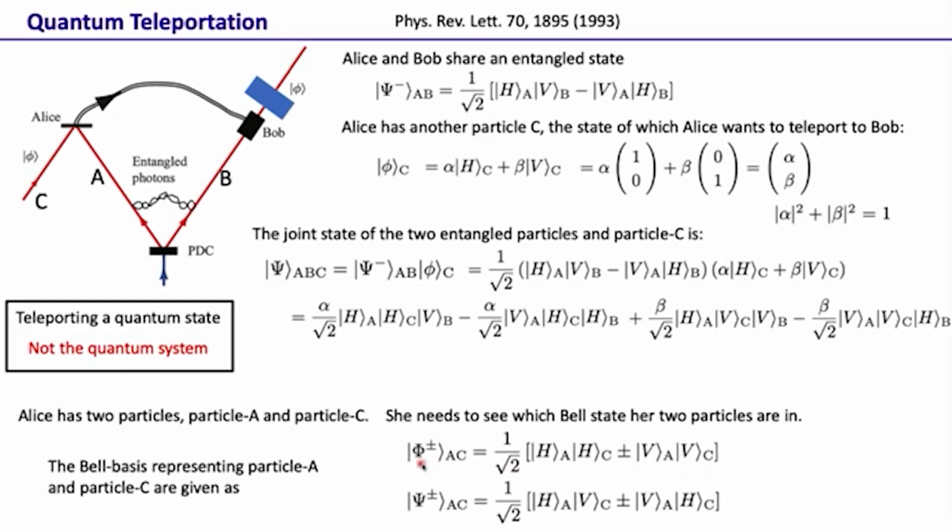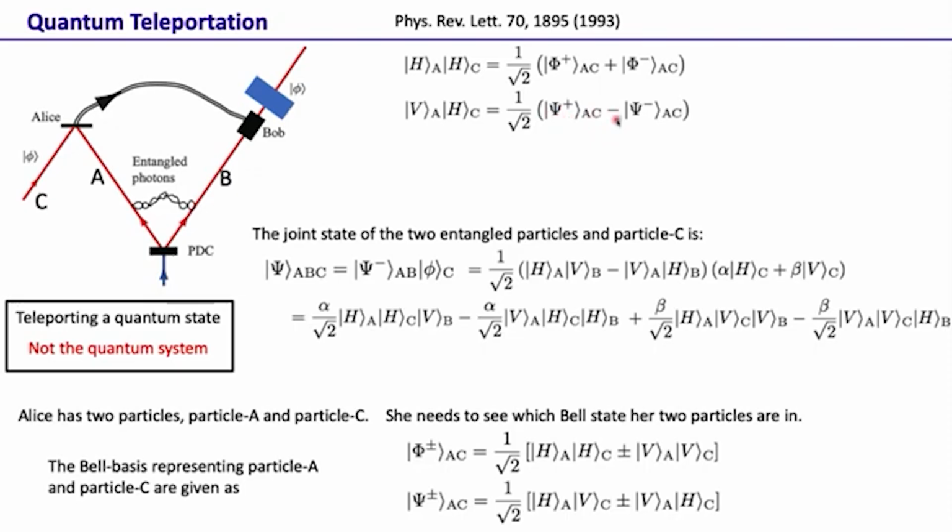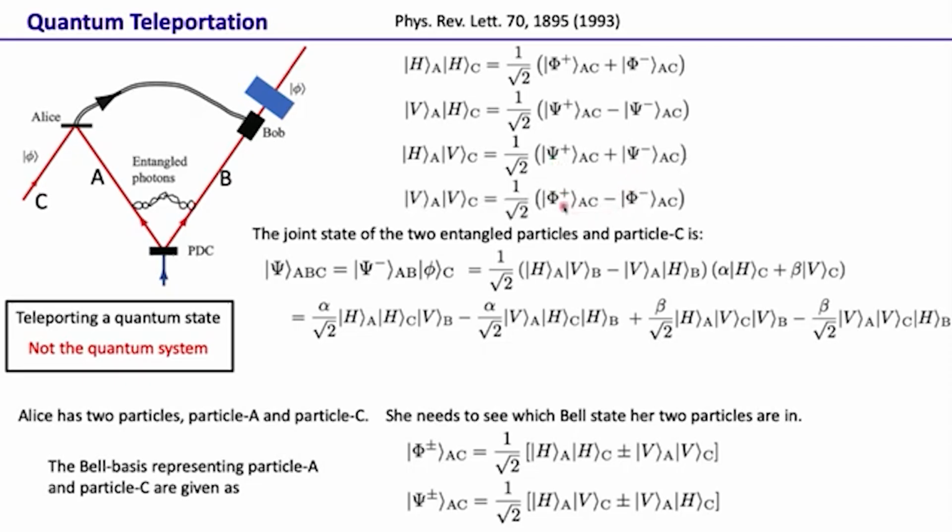And now if that's the joint state, then one can write HH, VV and so on in terms of phi plus minus and psi plus minus. We can just invert these four equations, and it can be easily shown that HH is equal to 1 over root 2 (phi plus plus phi minus), VH is equal to 1 over root 2 (psi plus minus psi minus), HV is 1 over root 2 (psi plus plus psi minus), and VV is equal to 1 over root 2 (phi plus minus phi minus).